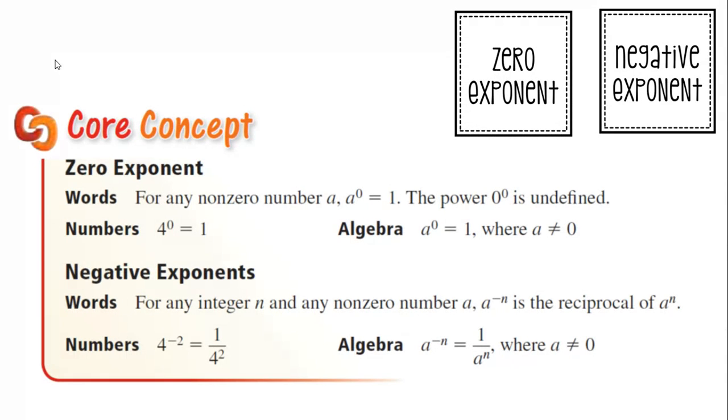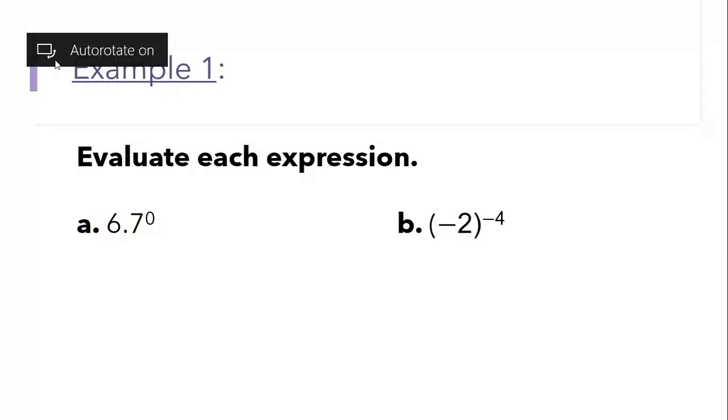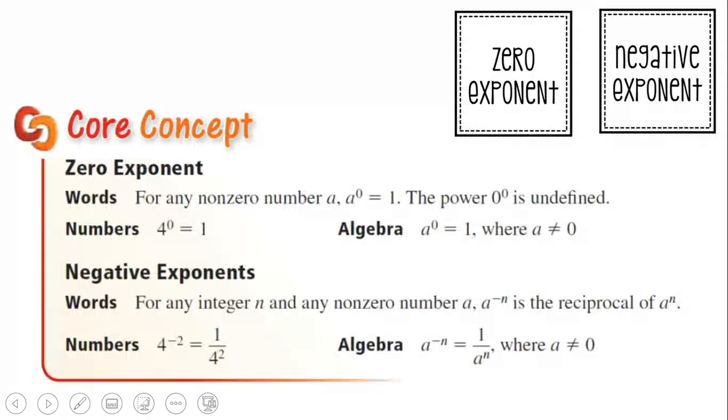So the first two things that we're going to talk about are the zero concept and negative exponents. So we want to know what happens when we have a zero exponent and what we do when we deal with negative exponents as well. So you want to make sure you write down this entire core concept here.